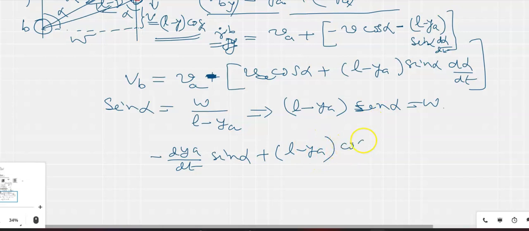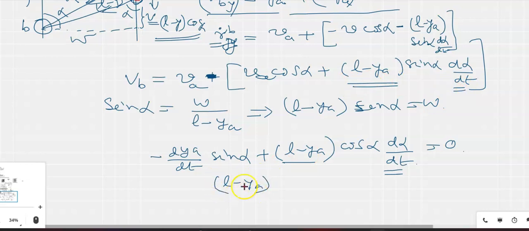cos alpha d alpha by dt. Differentiation of w is equal to 0. So this L minus ya into d alpha by dt is what we need here actually. We have to plug it into this. So L minus ya into d alpha by dt is equal to, this we know is va, velocity of the ring a, then we have sin alpha by cos alpha. This gives us va tan alpha.